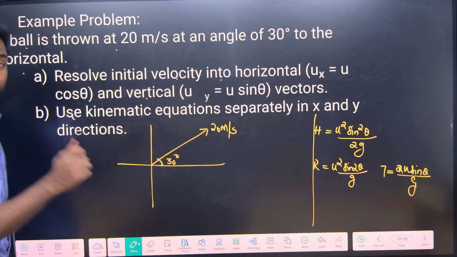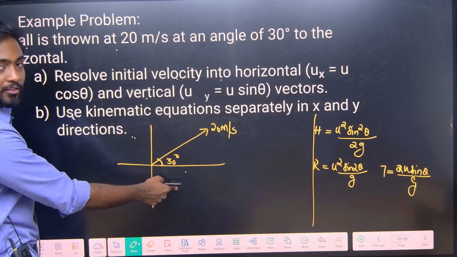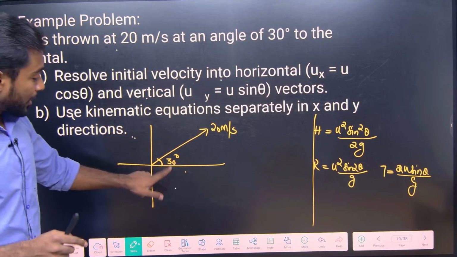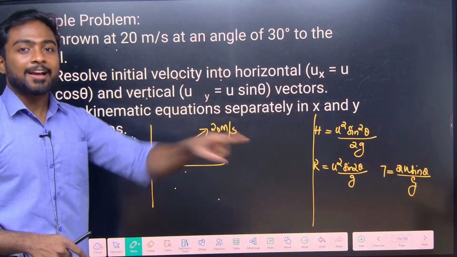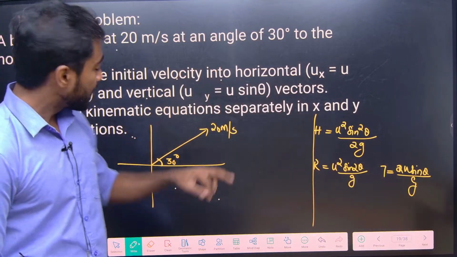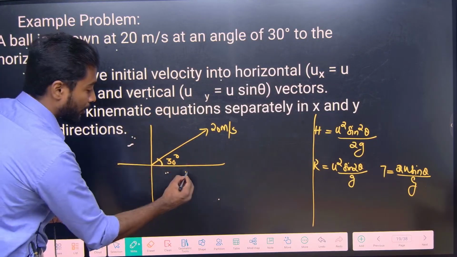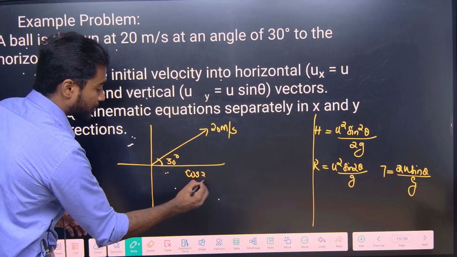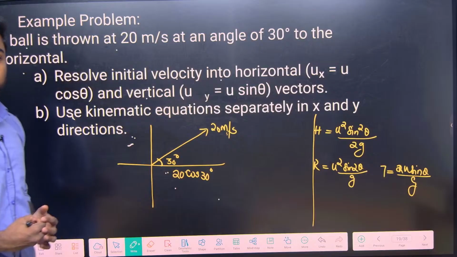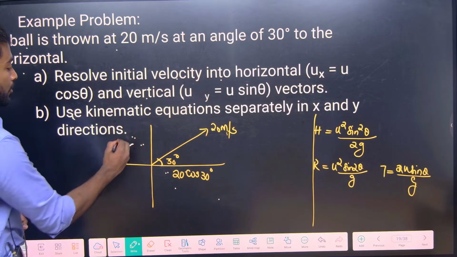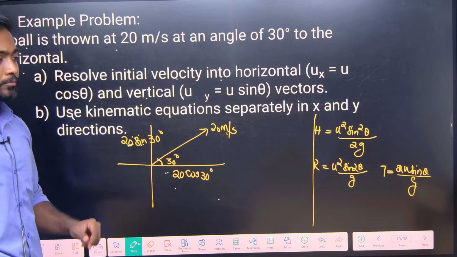I need to take the component, which means this is cos and this is sin. Whenever the angle is with respect to that axis it will be called cos theta, and the other axis will be sin theta. So with respect to x I will call this cos 30 degree, so 20 cos 30 degree. And what about this one? 20 sin 30 degree. Got this?